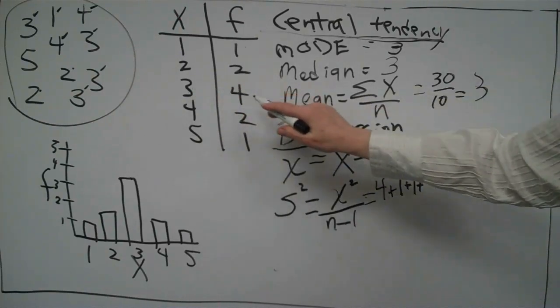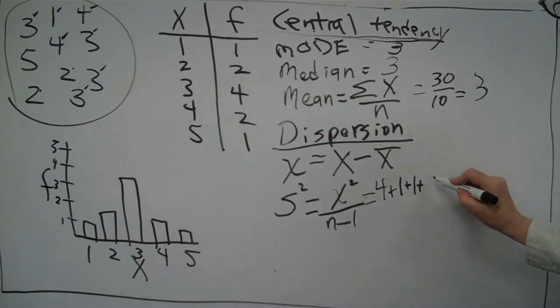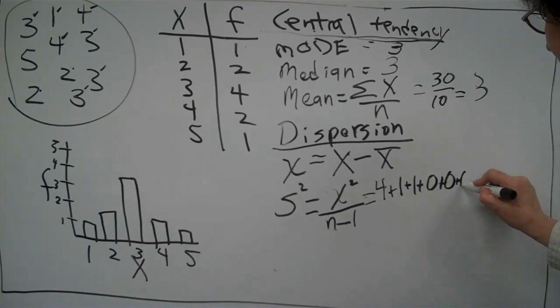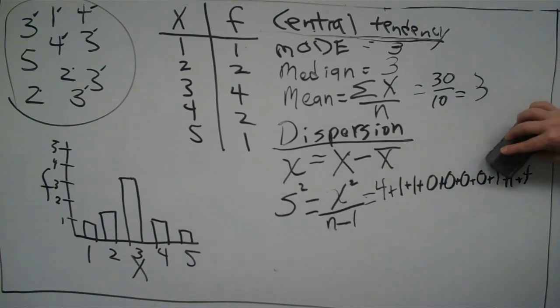Now we get to the most frequent score, which is also the mean, 3. 3 minus 3 is 0. 0 squared is 0, but there are 4 of them, so it's 0 plus 0 plus 0 plus 0. Now we're up to 4. 4 minus 3 is 1. 1 squared is 1. And there are 2 4s, so we put it in twice. And finally we get to the last score, 5. 5 minus 3 is 2. 2 squared is 4. And so we have 1 4.